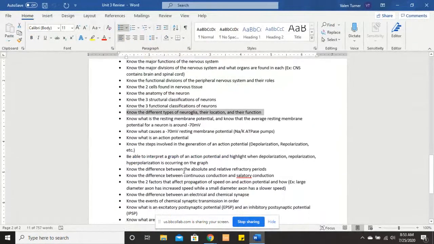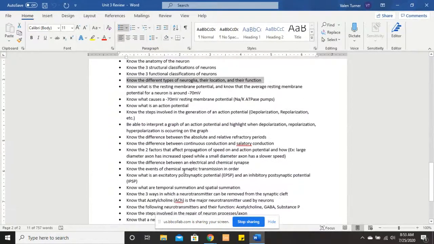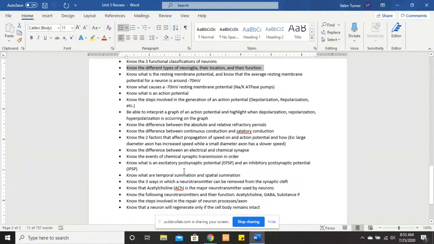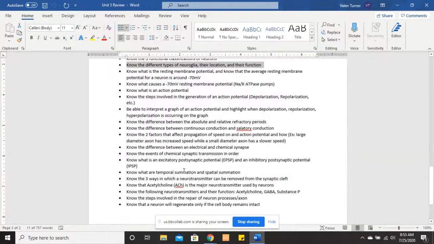Okay. And then the rest of this gets into the physiology of action potential. How do you generate an action potential? How do you propagate an action potential? And all the things related to an action potential. And when you generate an action potential, it's all dealing with the plasma membrane. So we got to look at the plasma membrane.